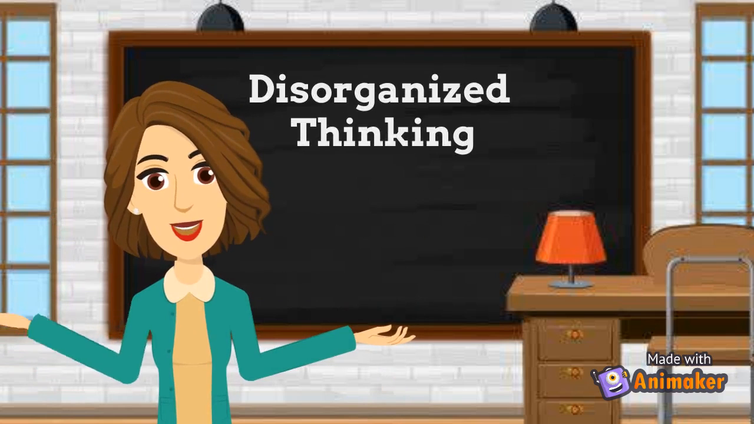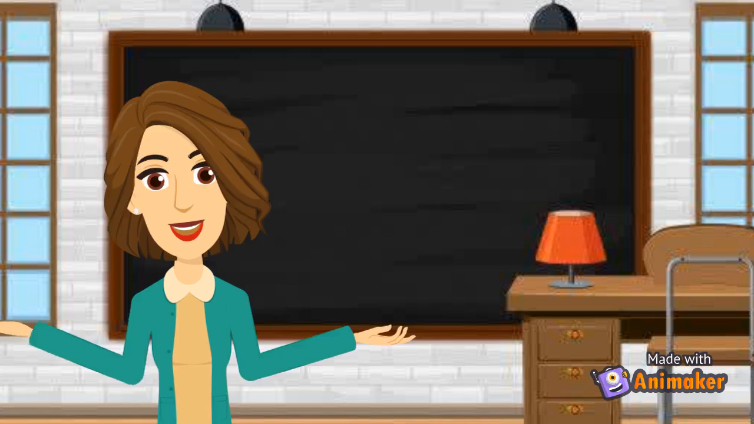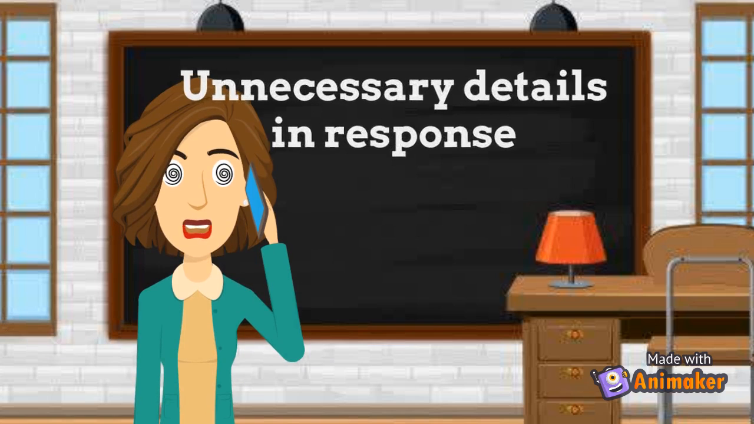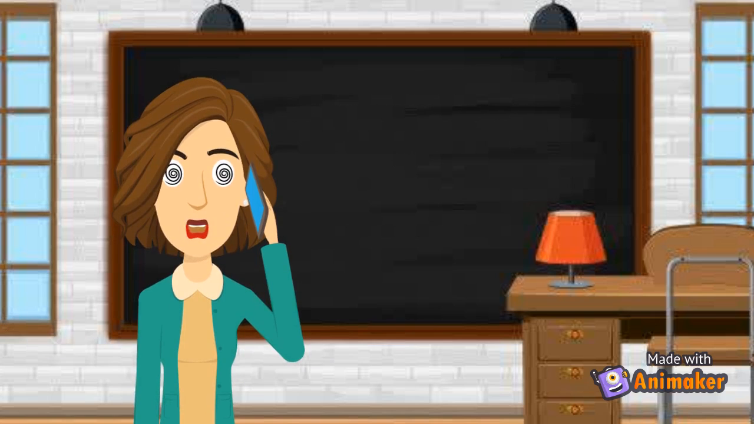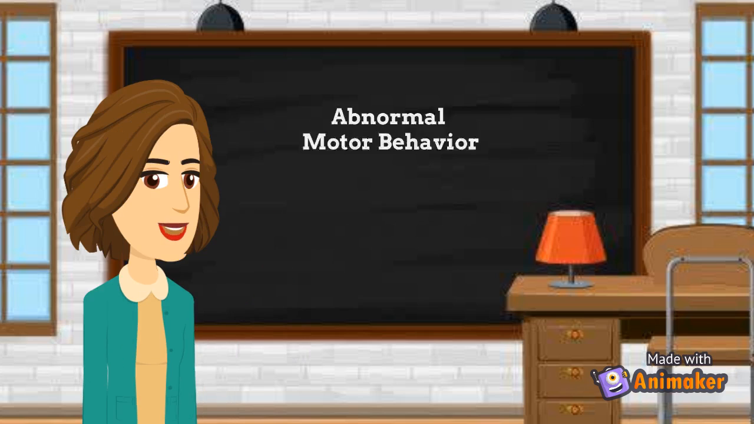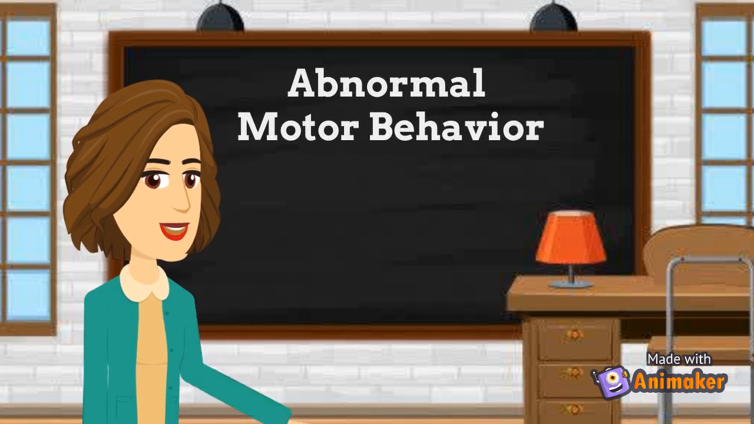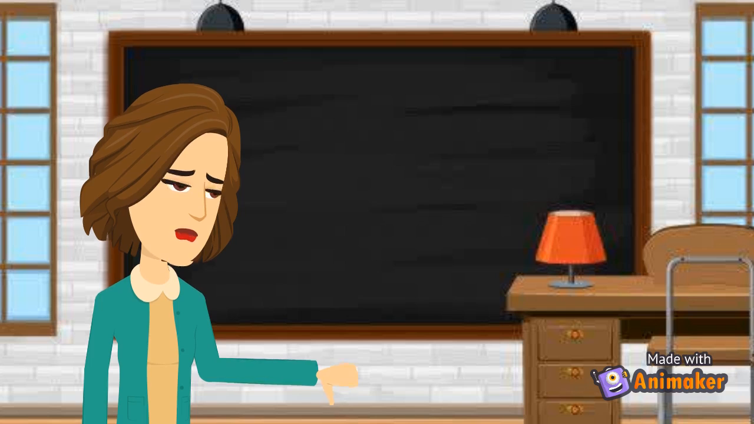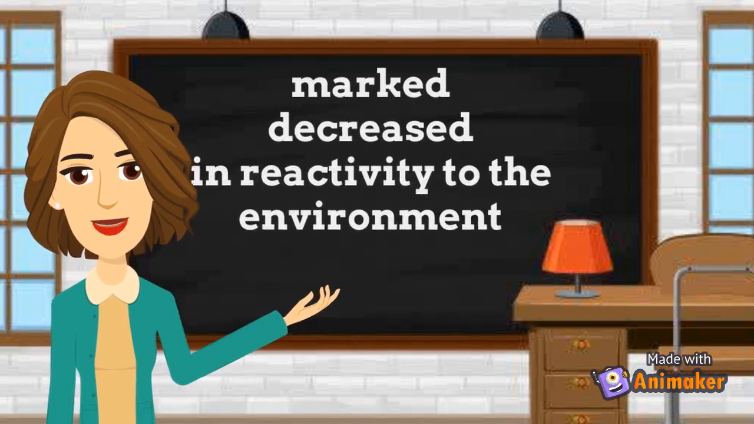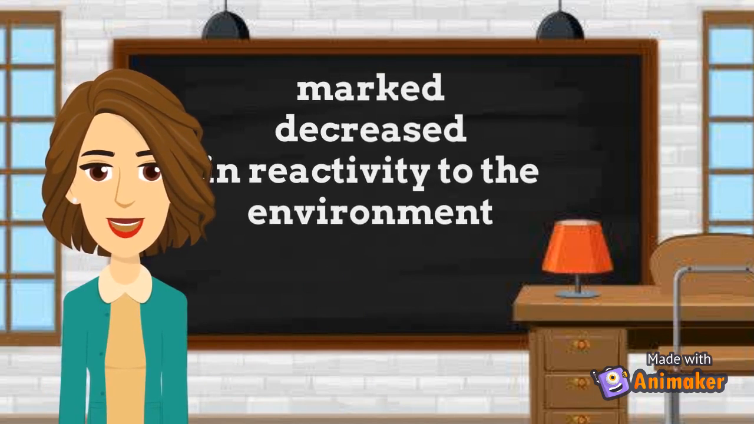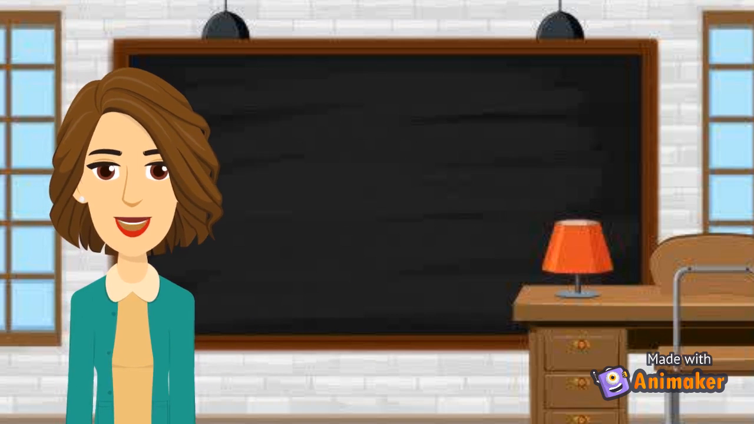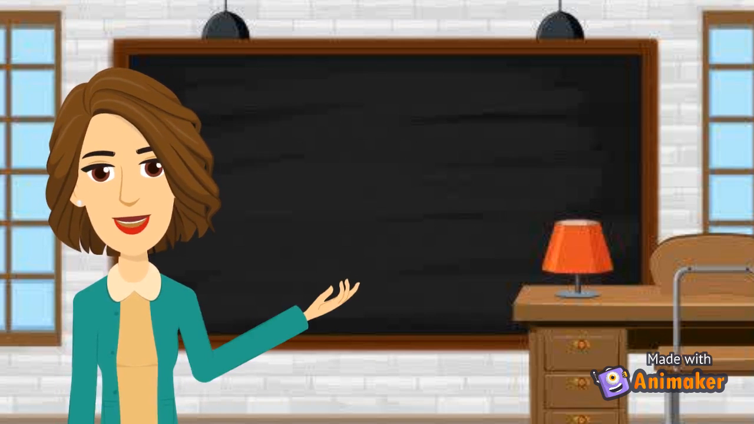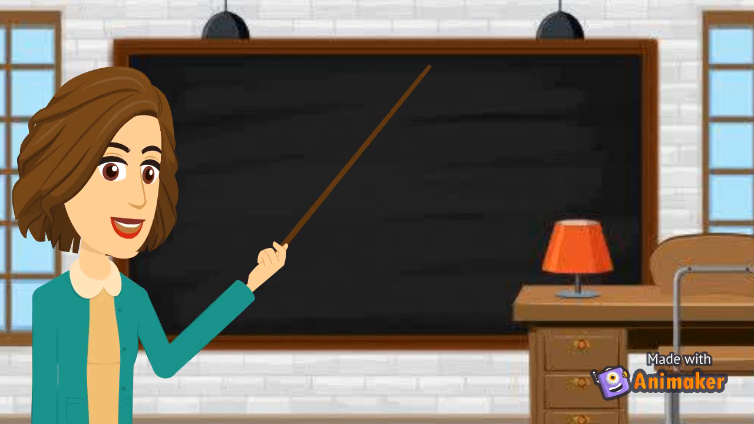Disorganized thinking, typically inferred from the individual's speech. For example, an individual may give unnecessary details in response to a question before they finally produce the desired response. Abnormal motor behavior. These behaviors may manifest as awkward movements or even repetitive behaviors, impacting their ability to perform daily activities. Catatonic behavior is a marked decrease in reactivity to the environment. People with catatonic symptoms in schizophrenia exhibit unusual styles and levels of physical movement.